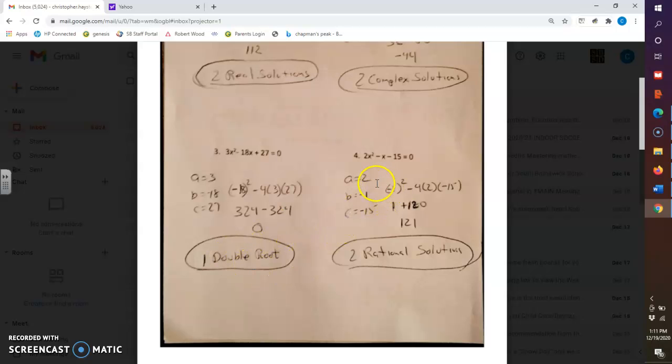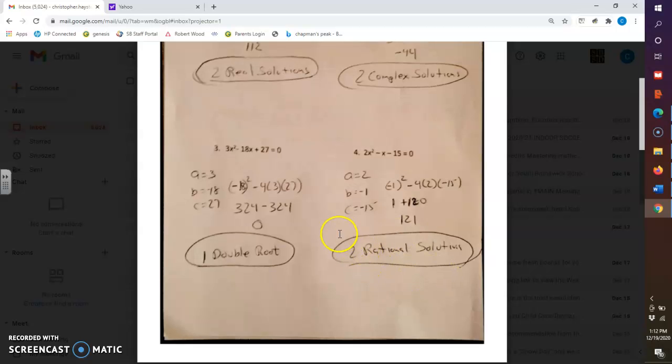And then finally, one where we get a perfect square. My A is 2, my B is negative 1, my C is negative 15. Negative 1 squared is a positive 1. Negative 4 times 2 times negative 15 is a positive 120. 1 plus 120 is 121, and the square root of 121 is 11. It's a perfect square, so therefore two rational solutions.